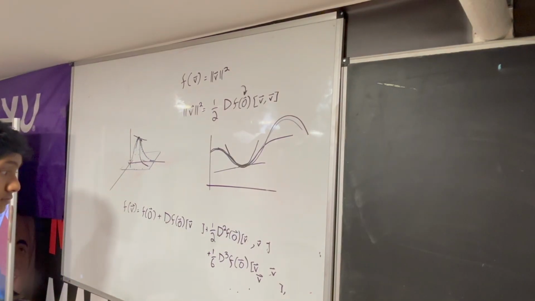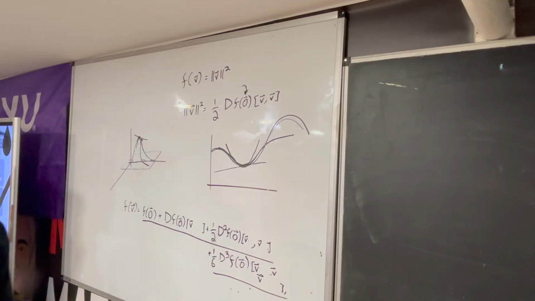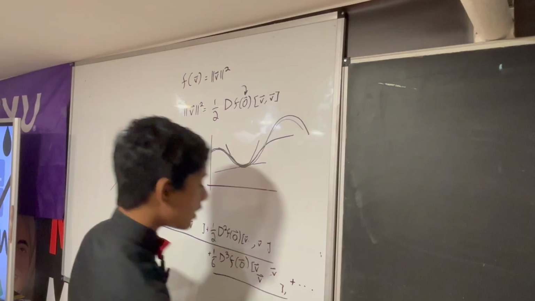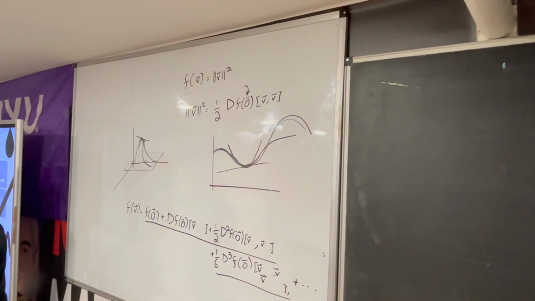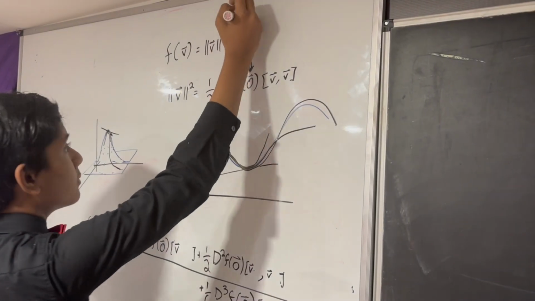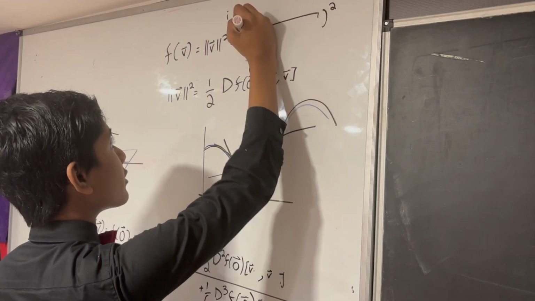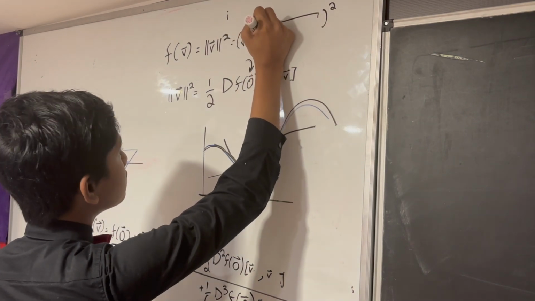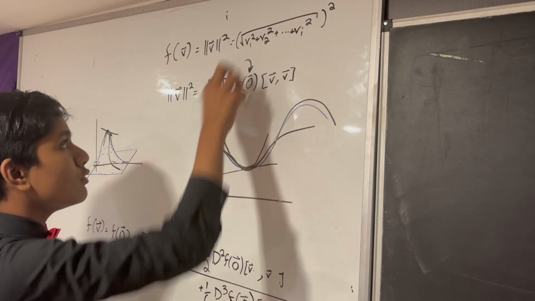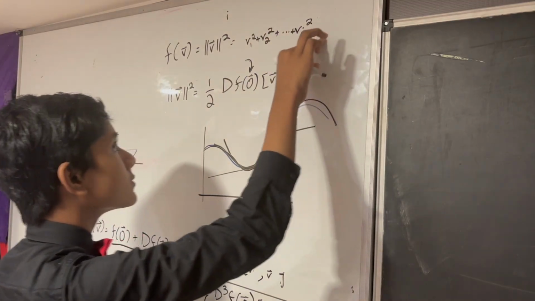Okay, good. So now we have this plus dot dot dot. Now here's the special thing. What happens when we write this out? Well, if v has i components, let's say, this is just the square of the square root of v1 squared plus v2 squared plus and so on plus vi squared. And so that means the square root and the square cancel out. Nice.